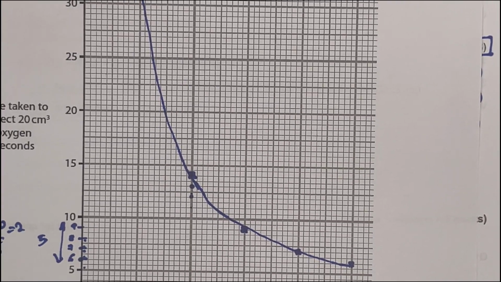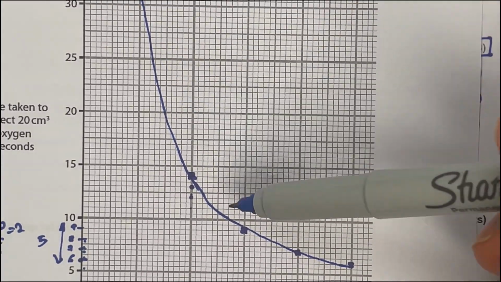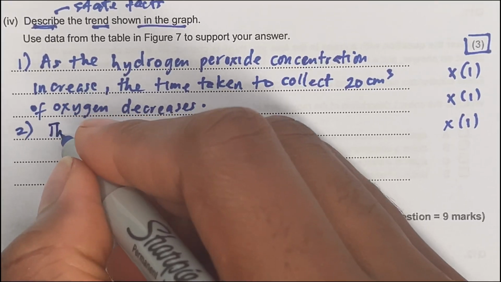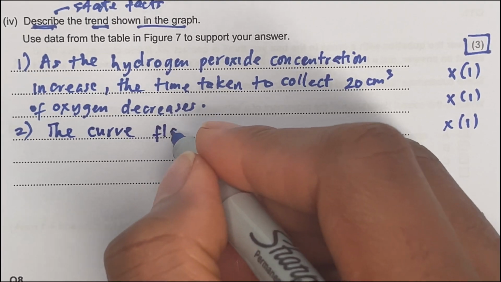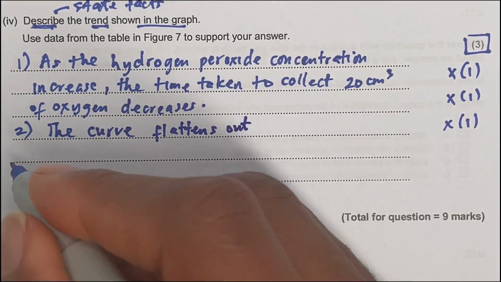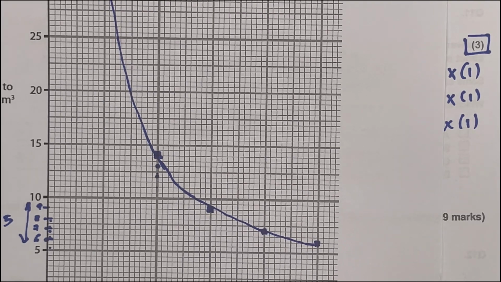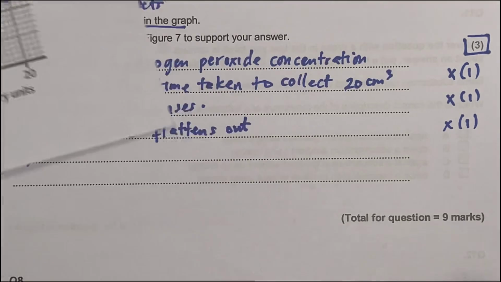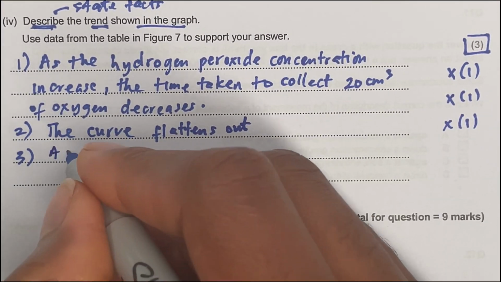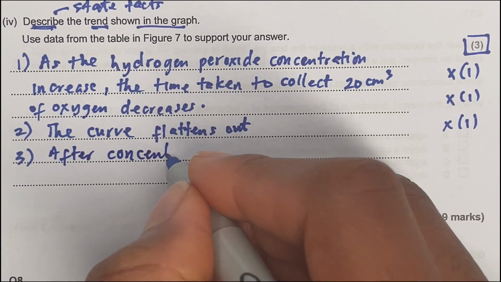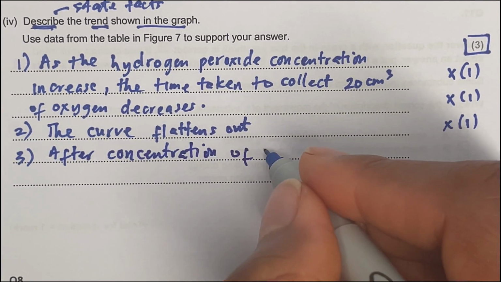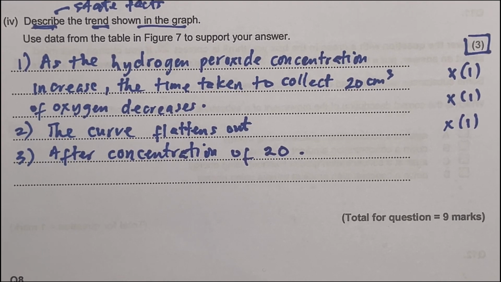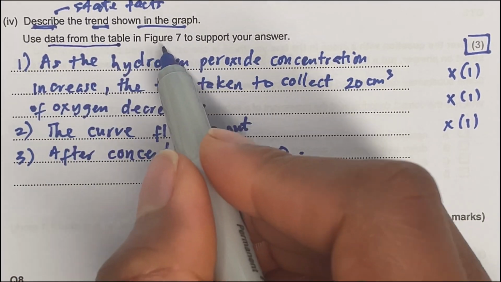My second fact will be, looking at this graph, I can see that the curve would flatten out over here. Okay, so that's the fact that I can see, so I have to write it down. The curve flattens out. My point 3, where does the curve flatten out? So the curve flattens out after a concentration of 20. So I have stated the facts from the table and the graph, because it says use data from the table and the graph.